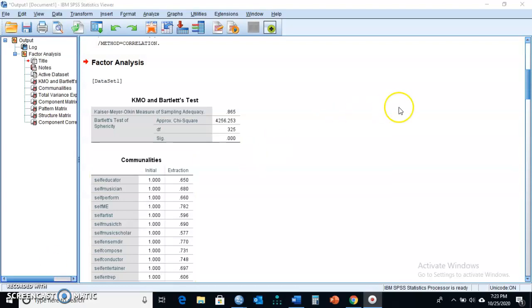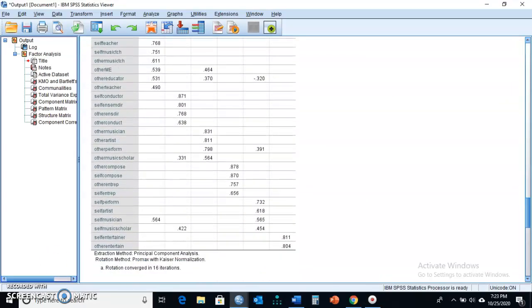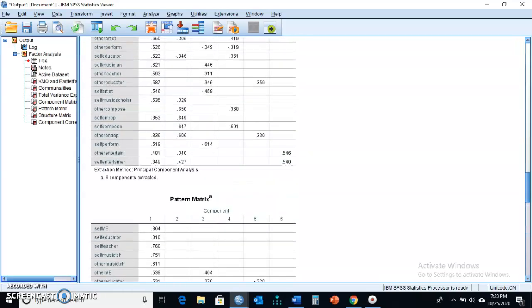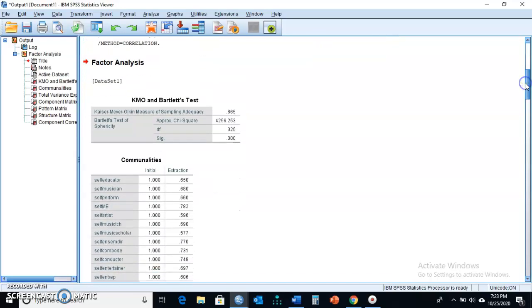We have plenty of boxes here that SPSS has generated for us. Some of them we can just ignore, but I will walk through and make sure you know which ones are important and how to interpret what they say.